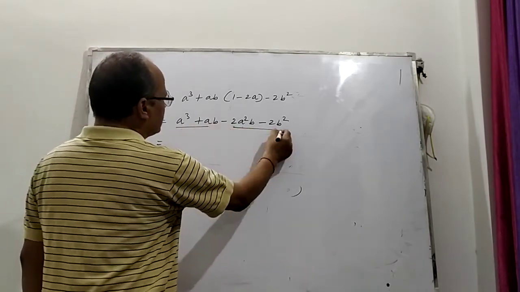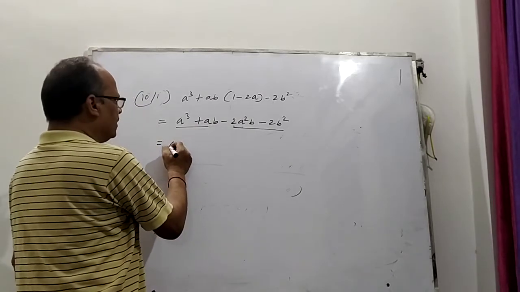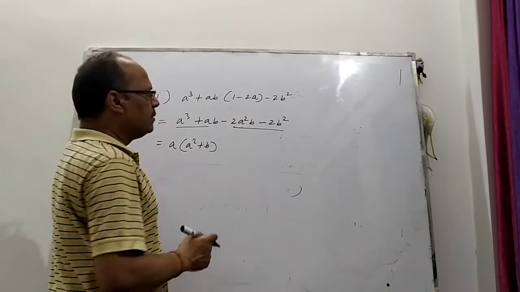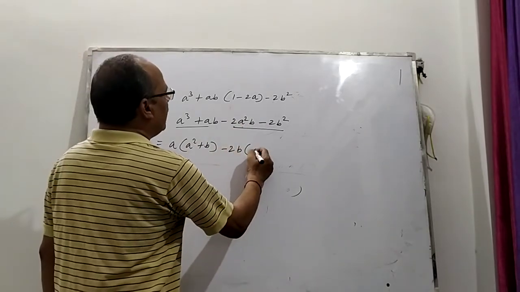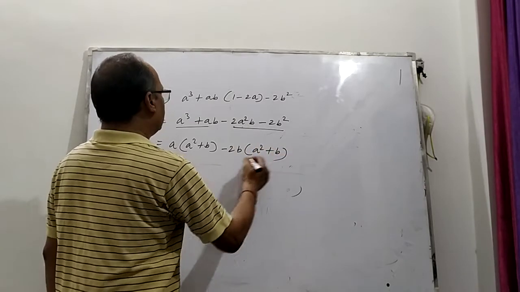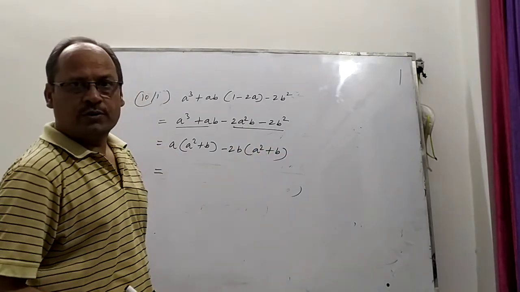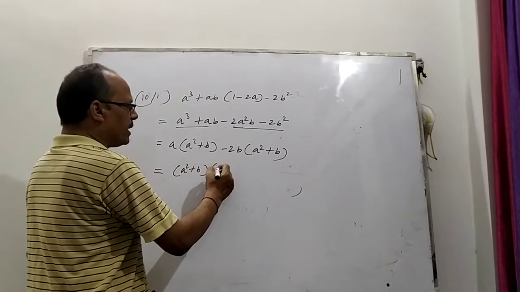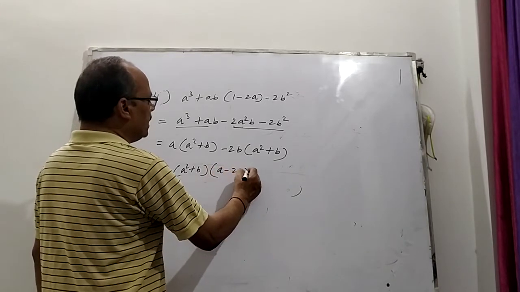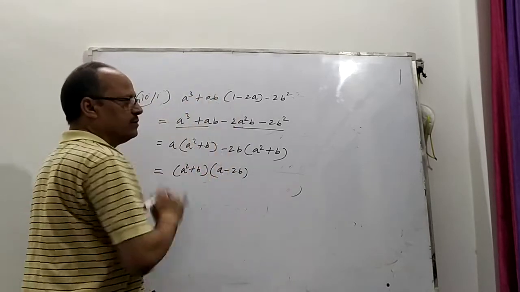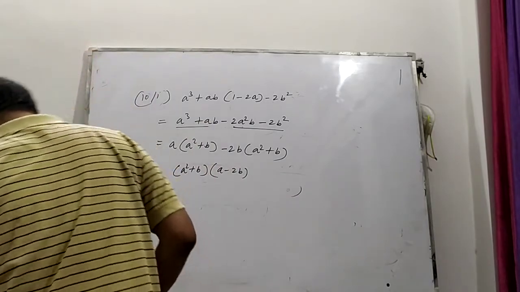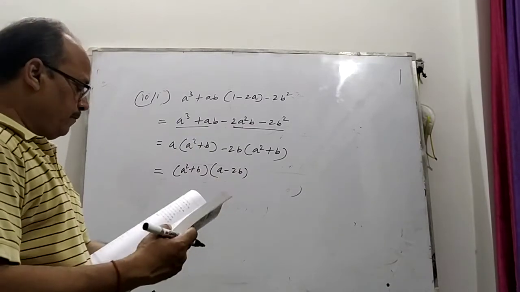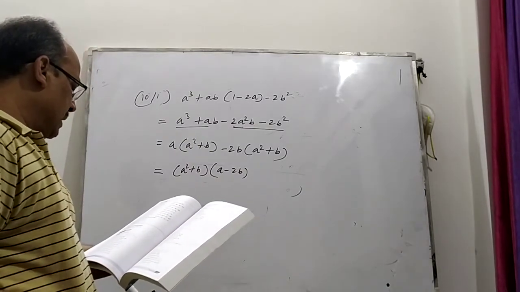So from this group you will take a common: a(a² + b). From this group, what will be common? −2b(a² + b). What will be common from both? (a² + b). What will come in the other bracket? (a − 2b). So this is the factor of this question. Clear?